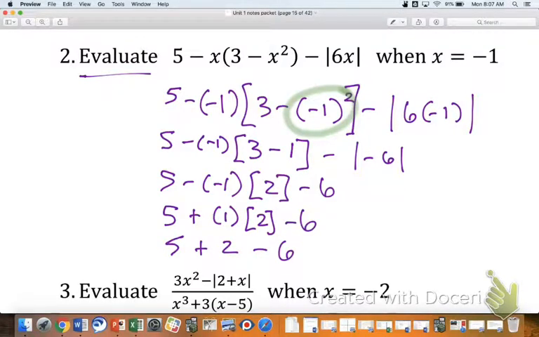And after all of that, the final value is? 1. Yeah, 5 plus 2 is 7. 7 minus 6 is 1. Yowzers, that's a lot of steps, right? You might be able to do it faster, and that's okay, but make sure you're showing logical steps along the way. You guys have any questions on that one?